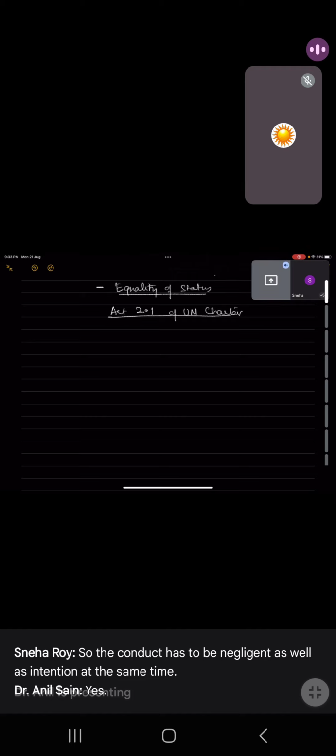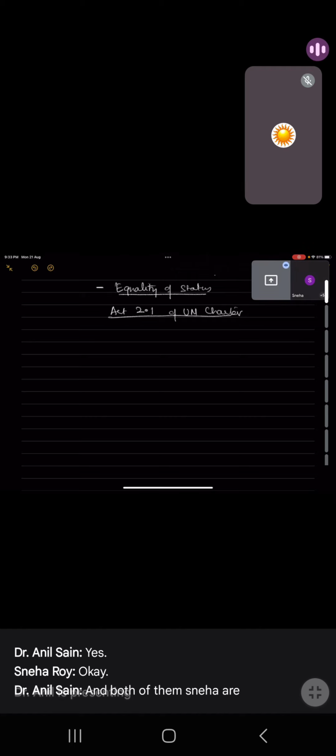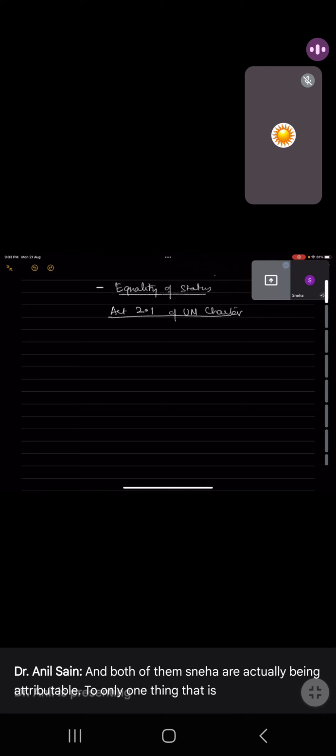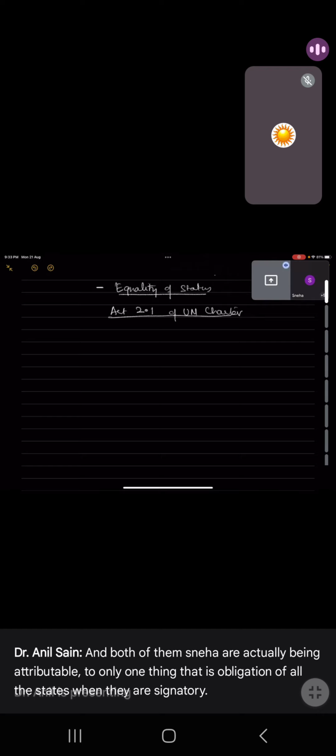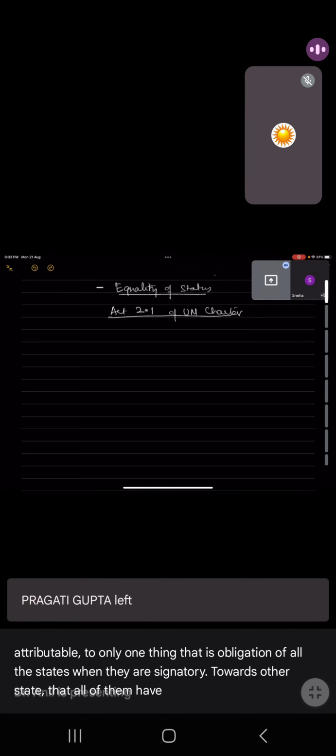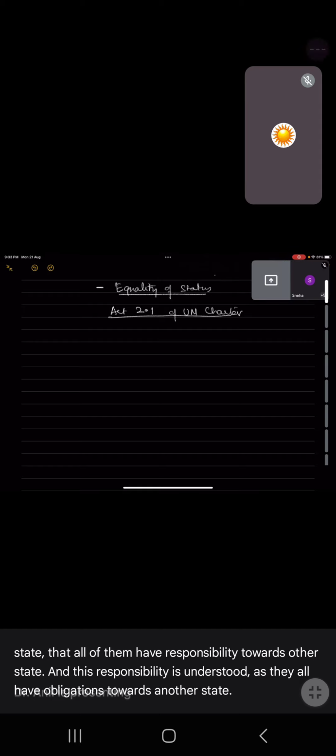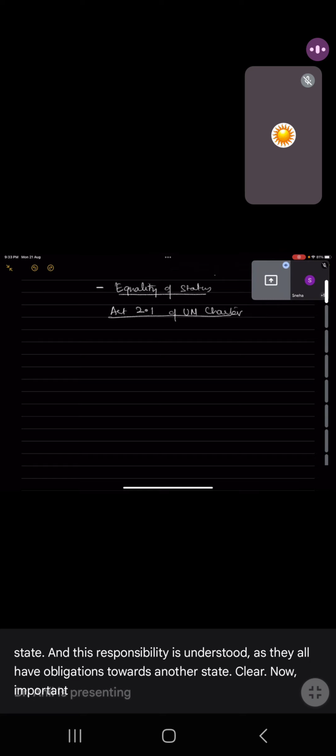Okay, sir. And both of them, Sneha, are actually attributable to only one thing, that is the obligation of all the states. When they are signatories towards other states, all of them have responsibility towards other states, and this responsibility is understood as they all have obligations towards another state. Clear? Yes, sir.